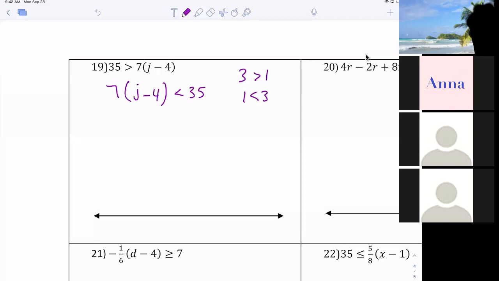All right? Now, there's a shortcut here. What could I do to make the problem easier for myself? Instead of distribute, I could just divide by 7. That makes the problem easier. So I'm going to divide by 7. J minus 4 is less than 5. Anybody have any questions with that? And then what? Add 4. Do I want to put plus 4 anymore? No. J is less than 9.